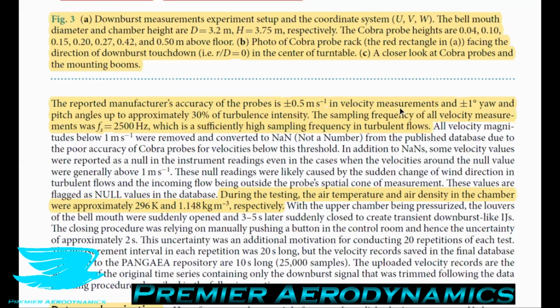There's another note that I want to mention here. During the testing, the air temperature and air density in the chambers were approximately 296 Kelvin and 1.148 kilograms per meter cubed. That's right, I said 1.148 kilograms per meter cubed. If you're listening to this and you thought, well, the density of air is 1.2 or 1.225 kilograms per meter cubed, that's just an average, and it's not right pretty much any day. Every day it's different. What these people have done is measure the density of air, which is a good thing to do if you're doing experiments. If you're doing experiments to get validation data for your CFD, you should also measure the density of air, because it affects the density that you use in your CFD. If you have the wrong density, you're going to have the wrong validation. So these people measured the density.